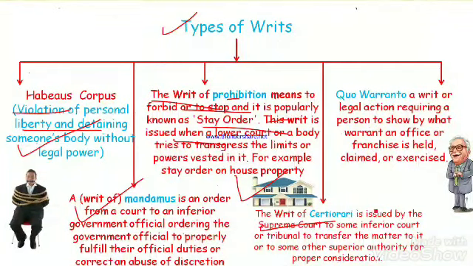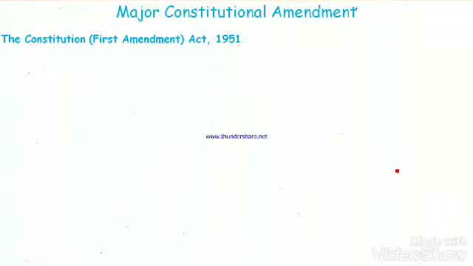Then the next one is quo warranto. Quo warranto means a writ, a legal action requiring a person to show by what warrant an office or franchise is held or claimed. For example, by what authority the officer came into your house. For example, if he has the authority of police, then he can always go to your house.